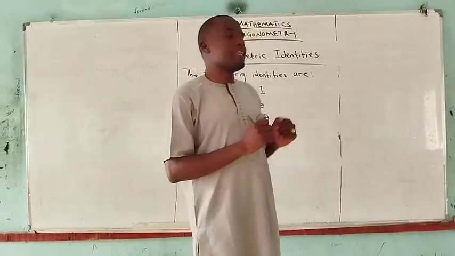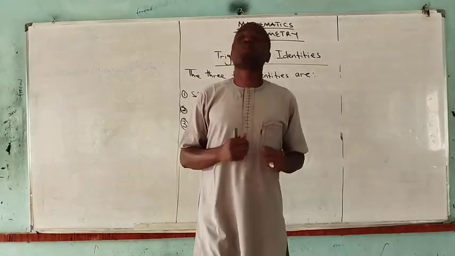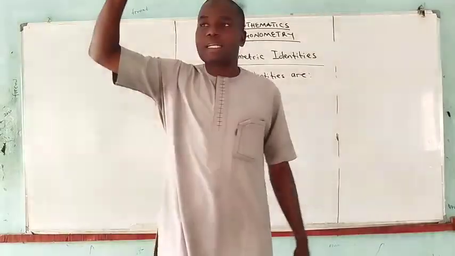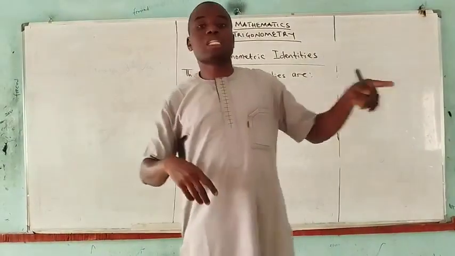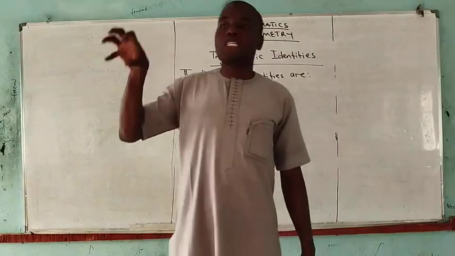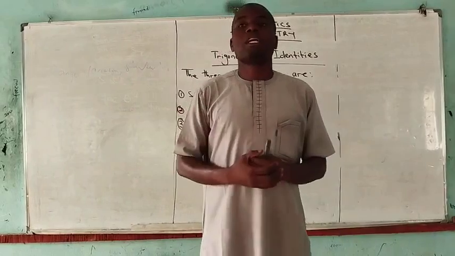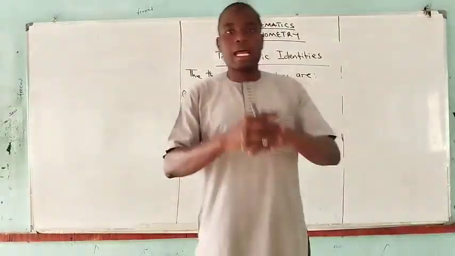And we have seen some other relationships of trigonometric ratios, where we found that sin theta divided by cos theta will give us tan theta, and cos theta divided by sin theta will give us cot theta.